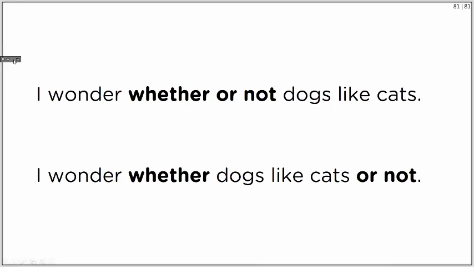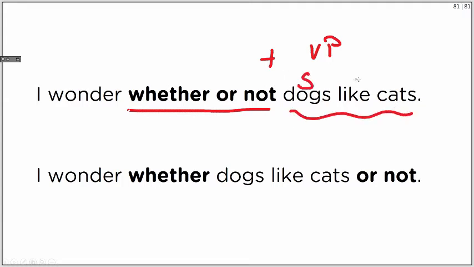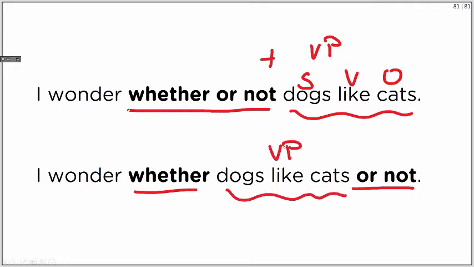I wonder whether or not dogs like cats. So here I've got whether or not plus my verb phrase. My verb phrase is subject, dogs, verb, like, and object, cats. Now I can also express this using this structure. I wonder whether dogs like cats or not. So in between whether or not, I've got my verb phrase.